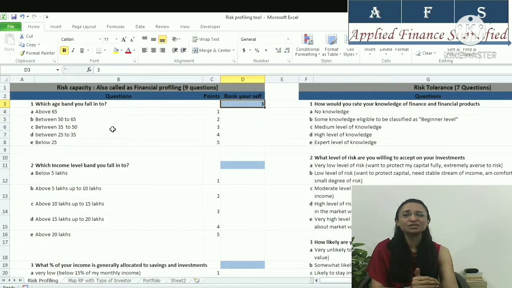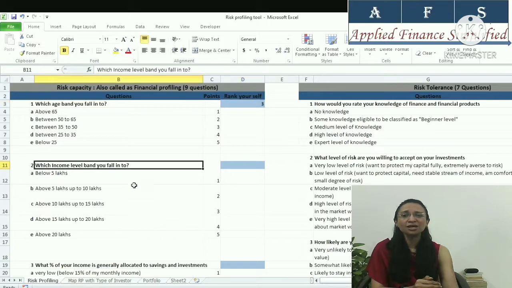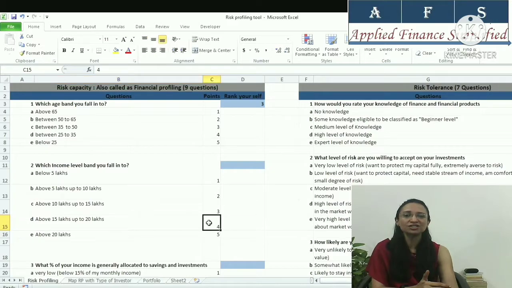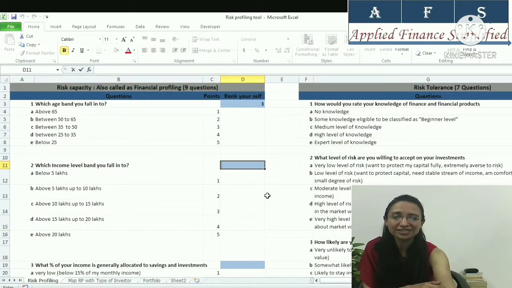So in our present case, Mr. Raj is 40 years of age and he falls in band C, which is between 35 to 50. So he scores 3. Let's move on to the next question. Which income level band do you fall into? Based on your current level of income, you have to select the appropriate answer. In our case, Mr. Raj has a salary income of 16 lakhs along with 3 lakhs of income from other sources. So he falls between the band of 15 to 20 lakhs. So we'll score him 4. So let's enter 4.